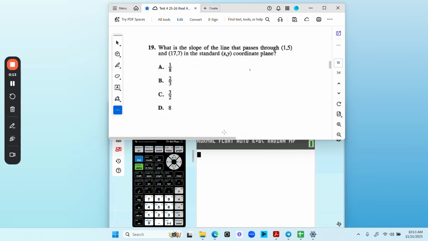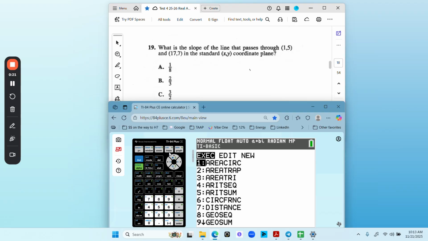This is a program I wrote for the TI-84. If you don't have it, I'll give you some information in a minute about where to find it. You're going to hit PRGM to find that program. We're going to go down until we get to slope.